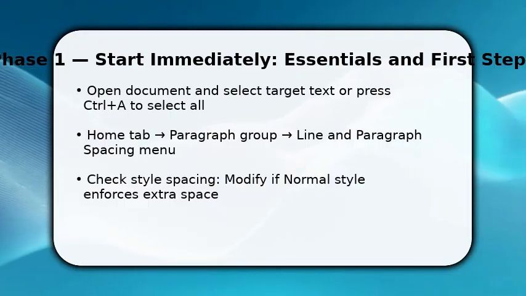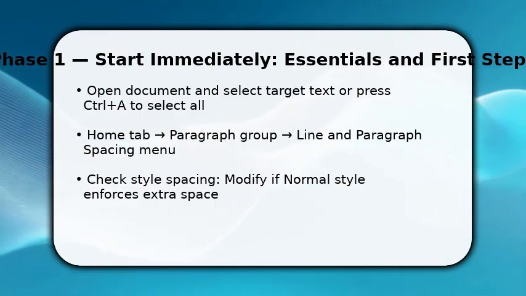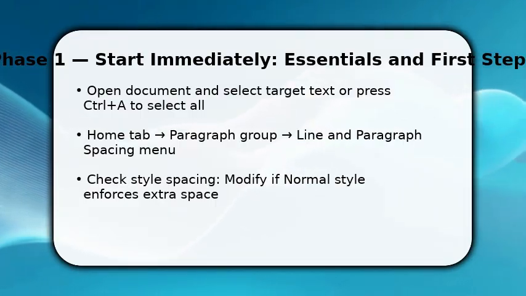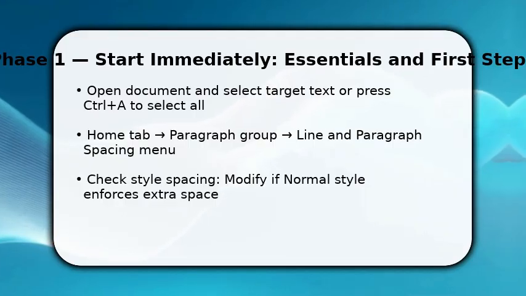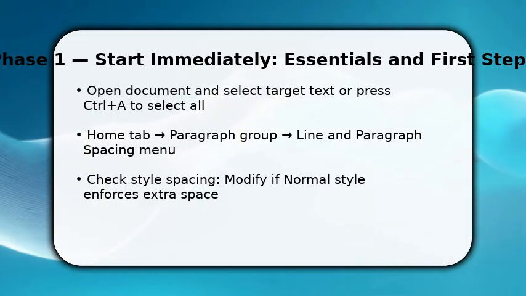You start by selecting exactly what you want to change. You can use the mouse or press Ctrl plus A to capture the whole document. Once selected, go to the Home tab and open the line and paragraph spacing menu. This is where Word stores common adjustments.